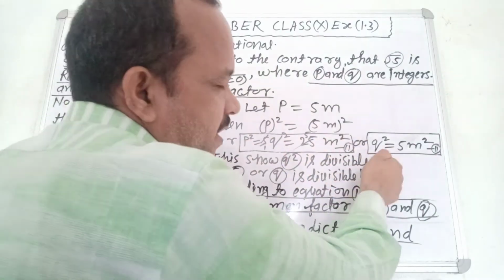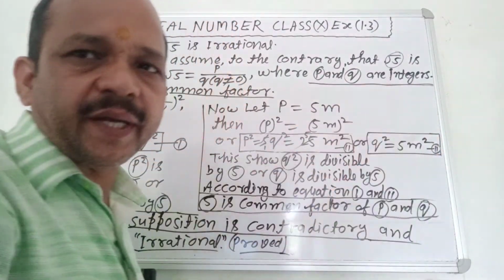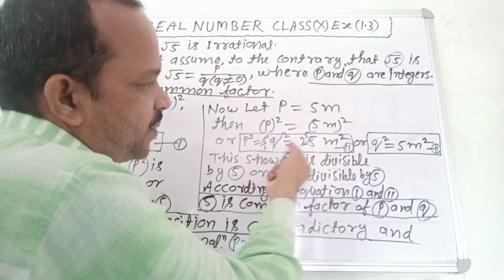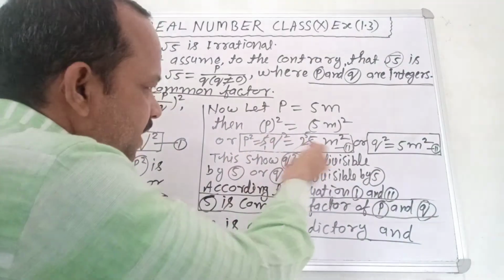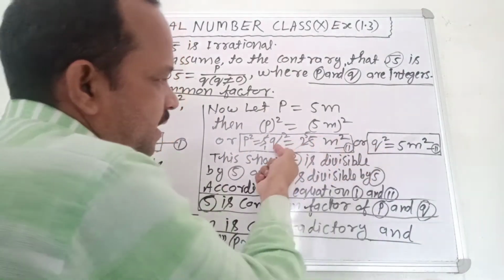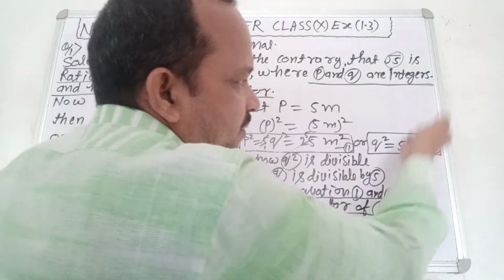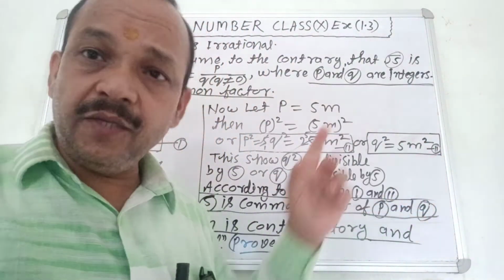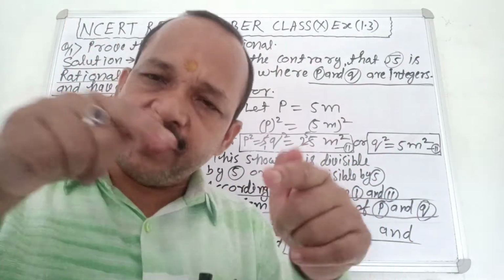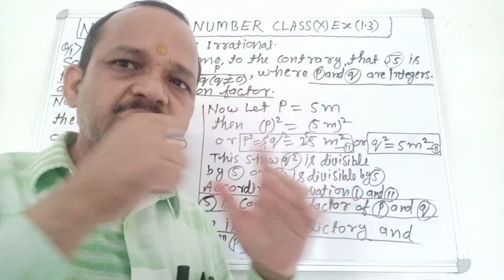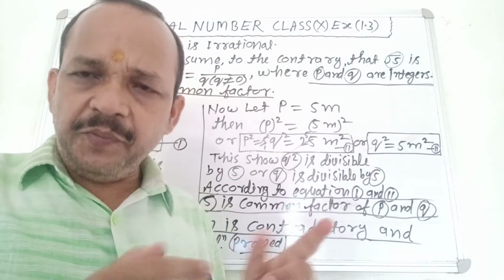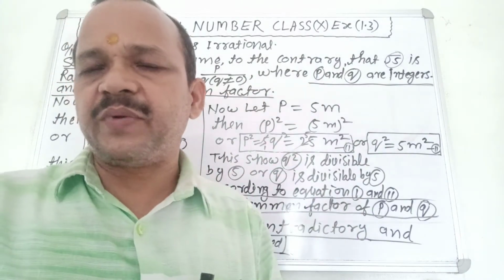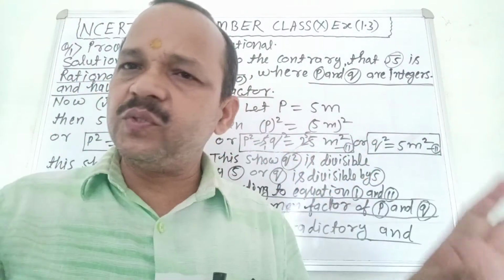It becomes q square equal to 5m square. It is equation second, because here 5 cancels, and 5 times 5 is 25. Here q square equal to 5m square. Equation second shows q square is divisible by 5. It means q is divisible by 5. If q square is divisible by 5, then q is divisible by 5. It is clear? No confusion about it?